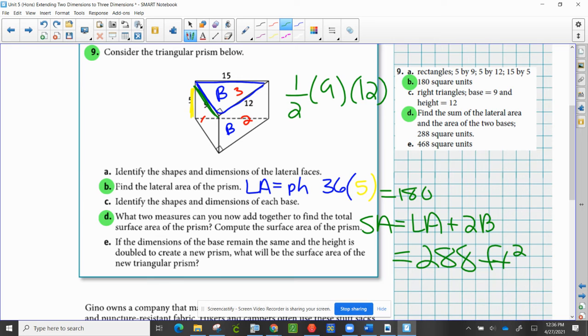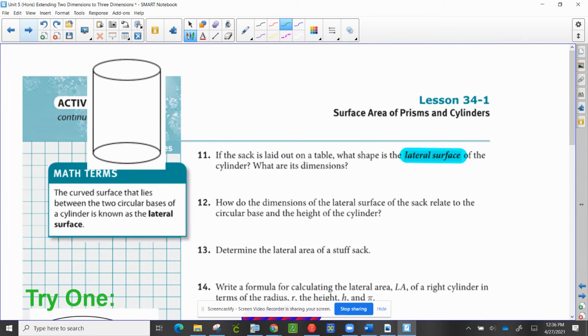Okay, so just remember, when you're finding the perimeter of the base, make sure you identify what the base actually is on your prism. And the height is always the distance that connects your two bases together. Okay. So we're just going to move on now to the cylinder.